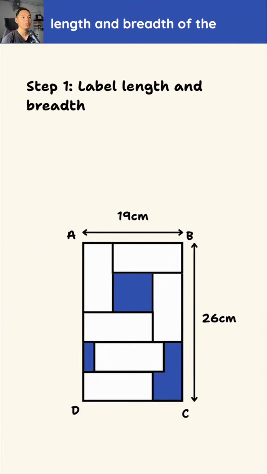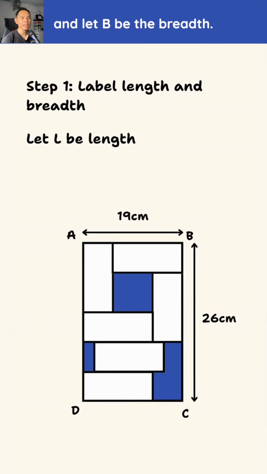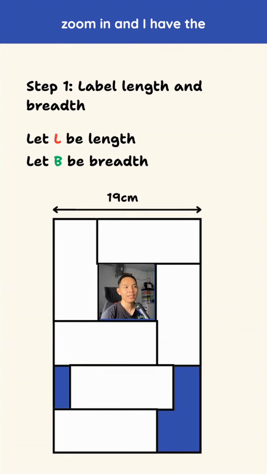So in this case, the first step when you see this kind of figure is to label the length and breadth of the white rectangles. So let L be the length and let B be the breadth. Now if you were to zoom in, I have the L in red and B in green so it's easier to see.